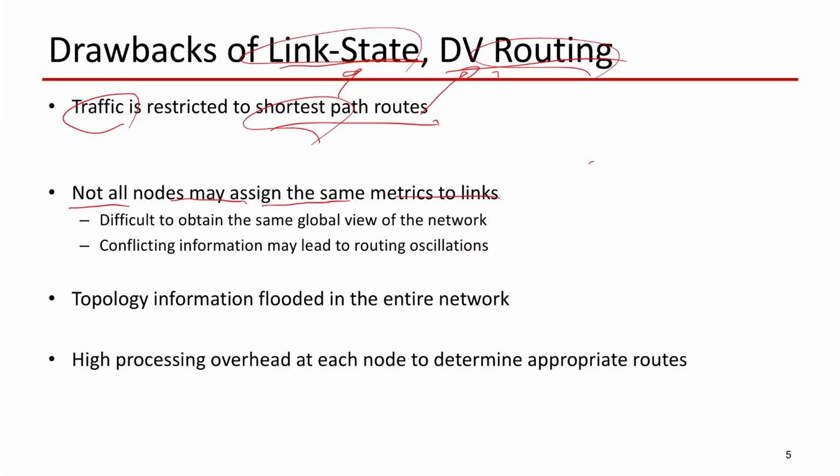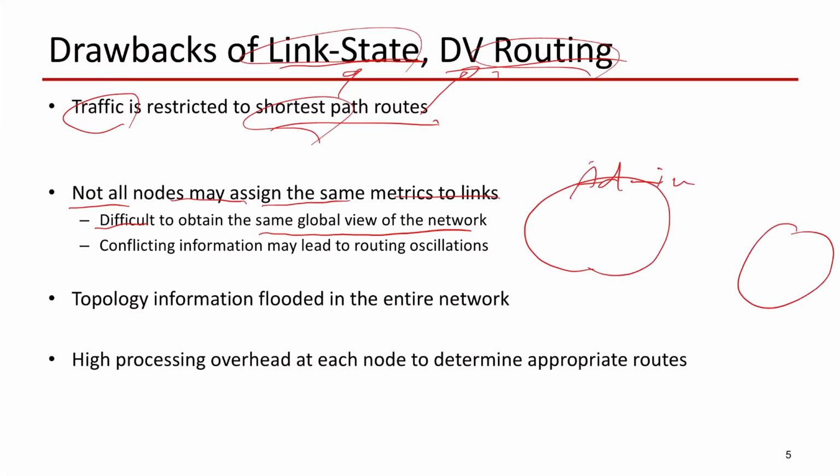So if I have a clear view of the network, it is possible. But people don't provide a clear view. They don't want that to happen. Because if your enemy knows your network configuration transparently, you are very vulnerable to attack. So it is difficult to obtain the same global view of the internet. Samsung, let's say Samsung admin and LG admin.